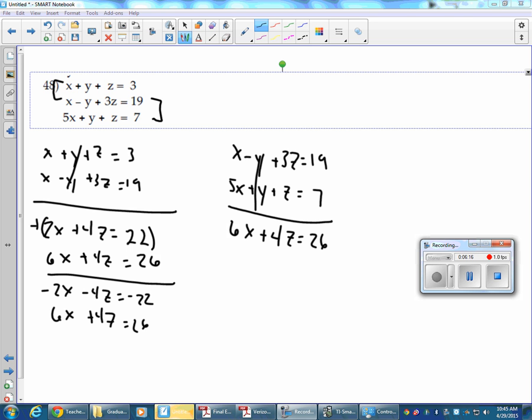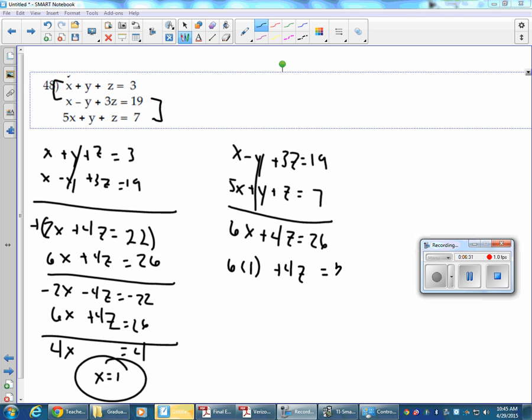Add these two lines together. That's a z. I know it's hard to tell. You get 4x. The z's cancel. Equals 4. Divided by 4, x is 1. Alright, if x is 1, I'm going to plug it in here. You can plug it into any equation that just has x and another variable.